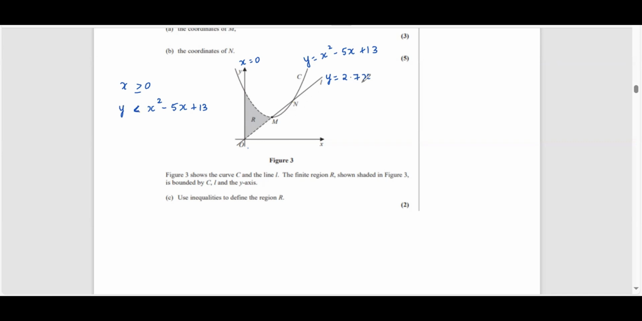Similarly, for the line y is equal to 2.7x, the region that is considered here is above the line. If it is above the line 2.7x, it will become y is greater than 2.7x. And I cannot put the greater than or equal to sign because the line is dotted. If it was a solid line, I would have put greater than or equal to. So these are the three inequalities.